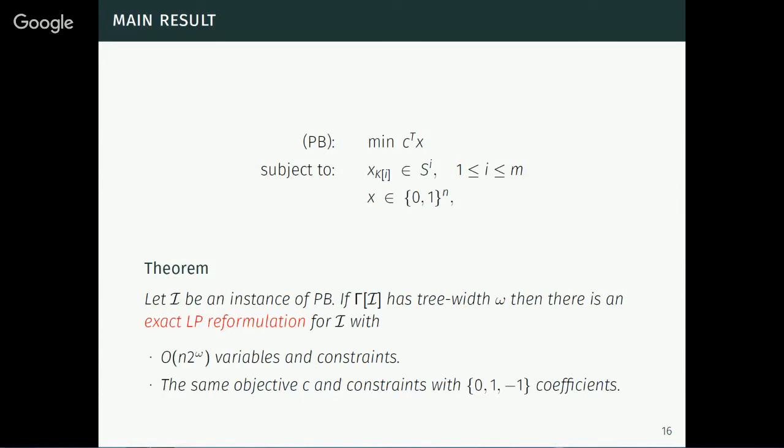If this graph has tree width omega, then we can actually formulate this, and again, I'm emphasizing it can be any constraint, as an LP that has this many variables and constraints: n times 2 to the omega. So whenever the tree width is constant, this is actually linear. You'll see why. It's not that mind-blowing. The constraints can be anything. It can be polynomial. It can be some oracle. So you just need something to tell you if it's true or false, if something belongs to that set or not.